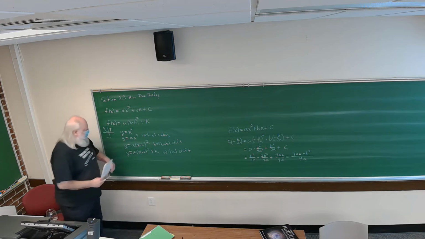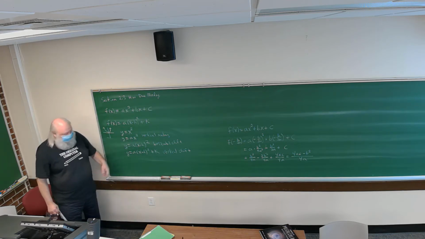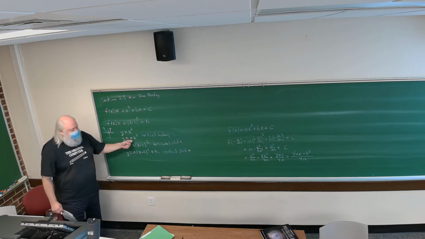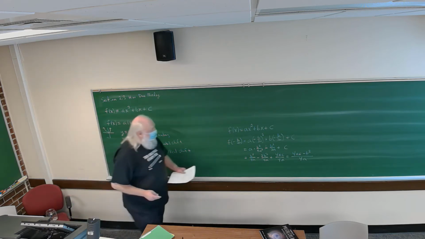Now this vertical scaling a may also include a reflection across the x-axis if a is negative. So this could be both a vertical scaling and a reflection across the x-axis if a is negative. Okay?